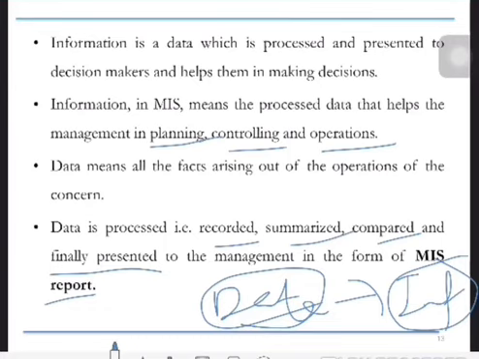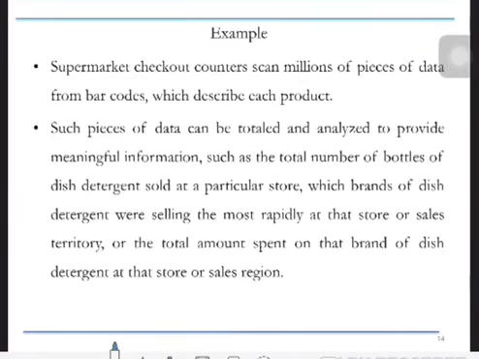We can say that. So the main difference between data and information is that data is unprocessed facts and information is processed data. We can say that we cannot use data for decision making purposes, but information we can use for decision making purposes. So here we can see examples.